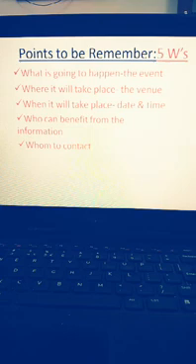Where, the next W stands for where it is going to happen. That means you need to tell the venue of it. Then next is when it's going to take place. It means you need to tell the date and time. Who, the next W, stands for who can benefit from the information. And then the last one, whom to contact. Please, these 5 W's should be there in your notice. Then only you will get the full marks for the notice writing.